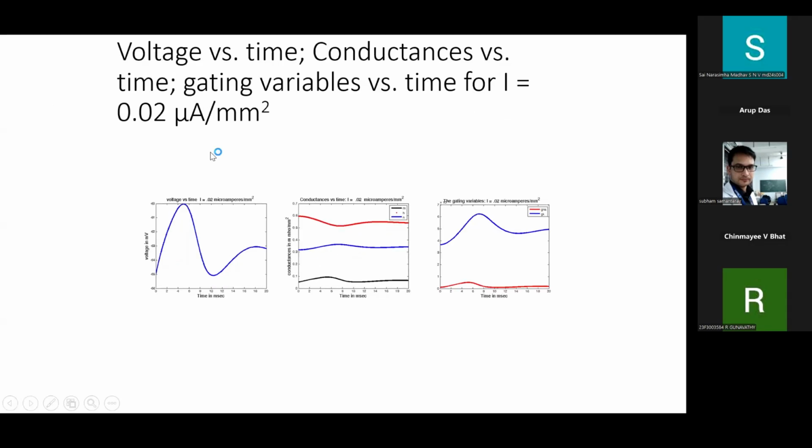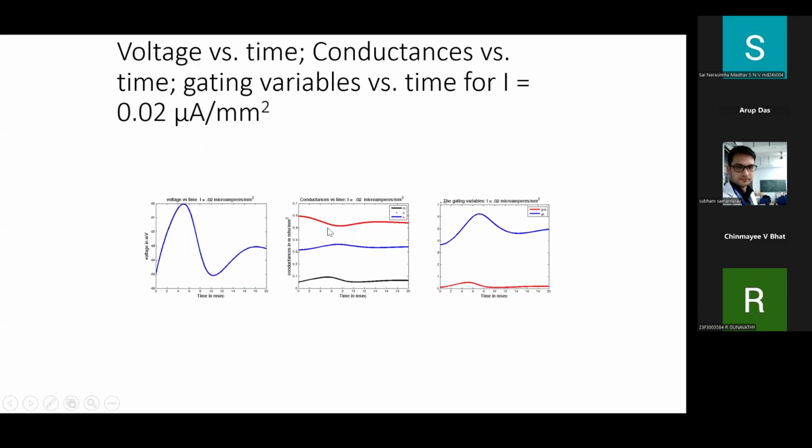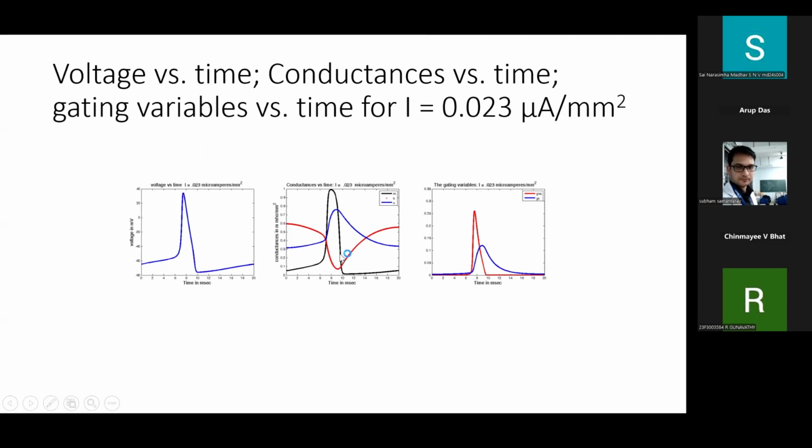So you will gradually increase the input current. Here it is 0.02, and then increase it from 0.02 to 0.023. That's all. Suddenly you see the circuit responding with action potentials. When the AP is generated, you see that the corresponding M, H, and N variables, the gating variables, also show some corresponding changes. Here they're all pretty flat, but once you inject some current, they suddenly show some dynamics.